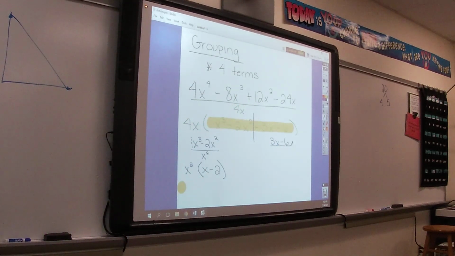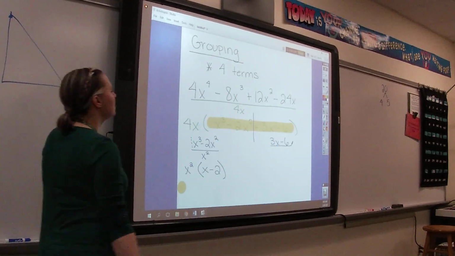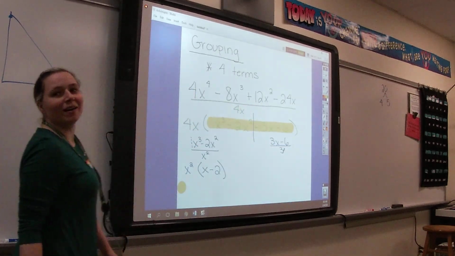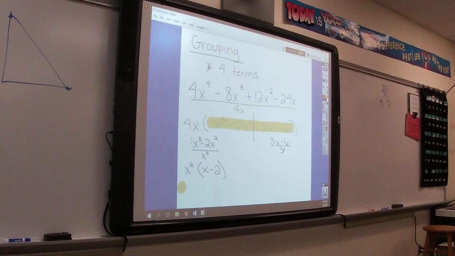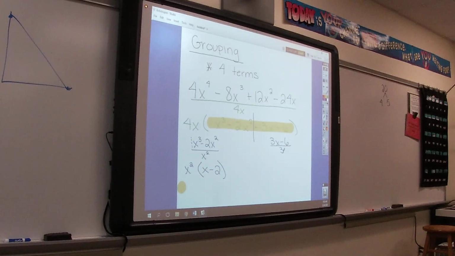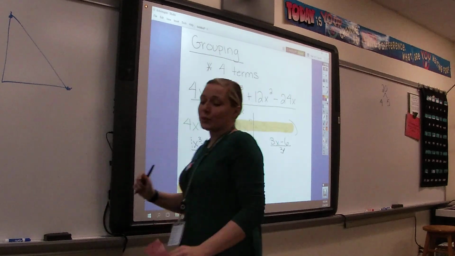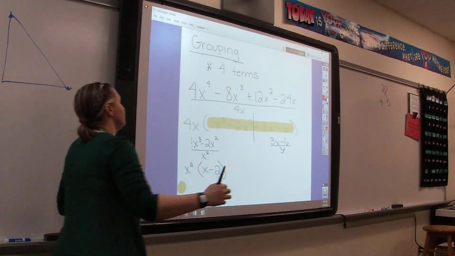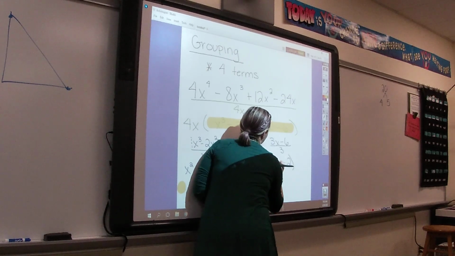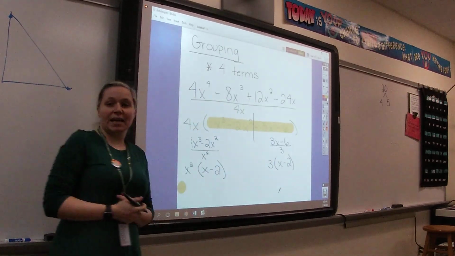What goes into 3 that also goes into 6? 3. Do they both have the variable? They both have the variable? That's 1. I said 3 too. So let's pull this 3 out. 3 divided by 3 is 1. 6 divided by 3 is 2. So that takes us here.